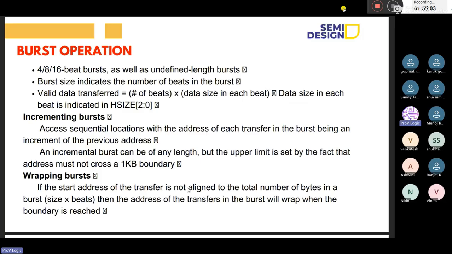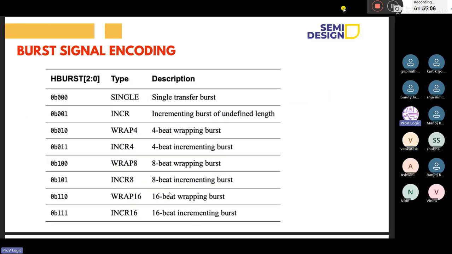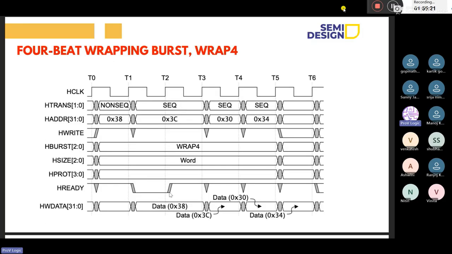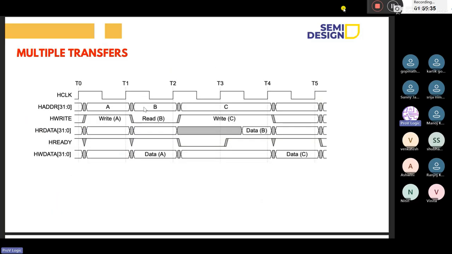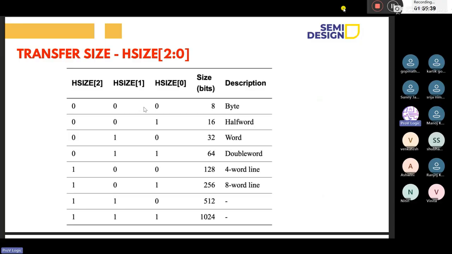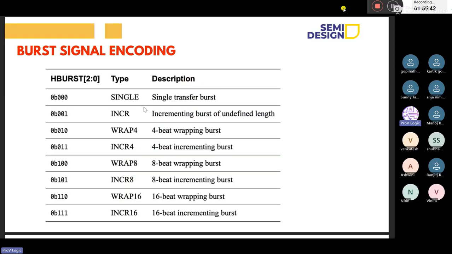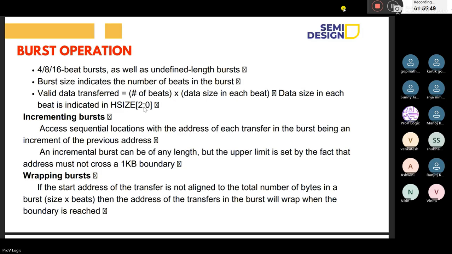We already saw the difference. Incrementing means that in a burst, after each data transfer, the address increments based on the size of the data. HSIZE is a 3-bit field, [2:0]. If it is 1 byte, 2 bytes, or 4 bytes, it changes based on HSIZE, as I showed before. The address keeps increasing sequentially. Sorry, for incrementing there will be a boundary, a 1 KB boundary.